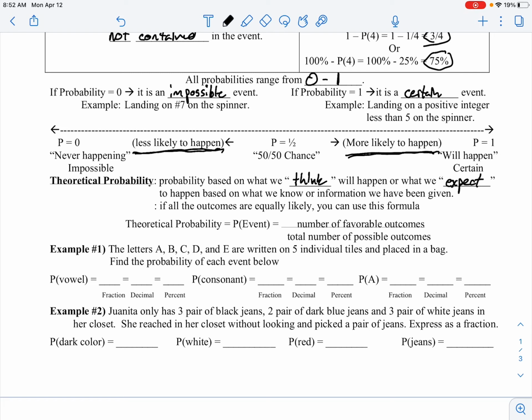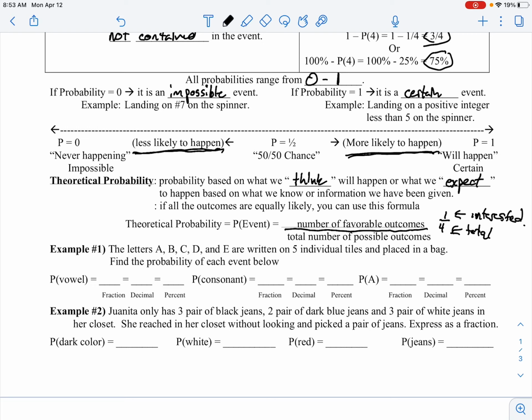So if all the outcomes are equally likely, then we can use this formula here. Theoretical probability is equal to the number of favorable outcomes, or what we want to happen, divided by the total number of outcomes. So from our spinner up above, the probability of landing on 1 was 1 out of 4, because there are 4 total things that could happen, and we are only interested in one of those.